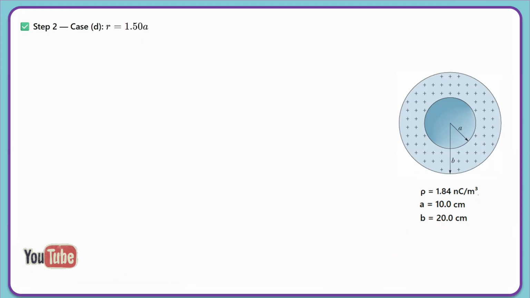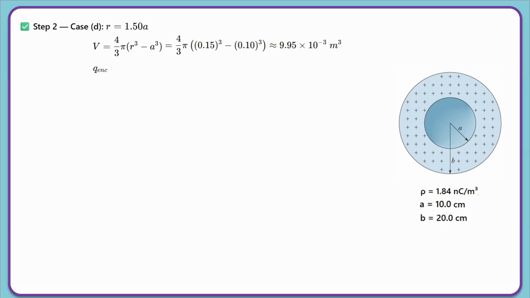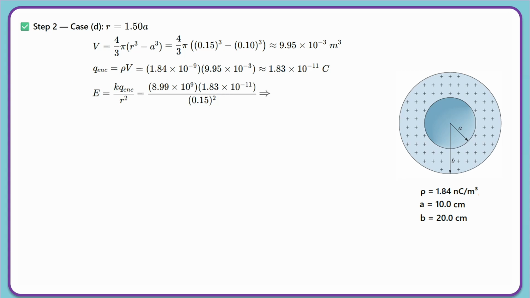Step 2, case D. Now consider case D, where R equals 1.50A. This Gaussian surface passes through the charged shell, so only part of the shell is enclosed. First, calculate the enclosed volume using 4/3 pi times (R cubed minus A cubed). Next, multiply the volume by rho to obtain the enclosed charge. Finally, substitute this enclosed charge into E equals K times Q enclosed divided by R squared. The electric field is approximately 7.31 newtons per coulomb.